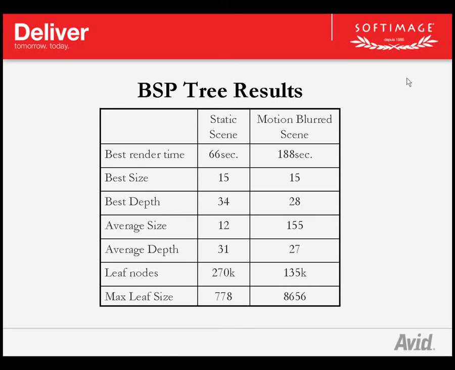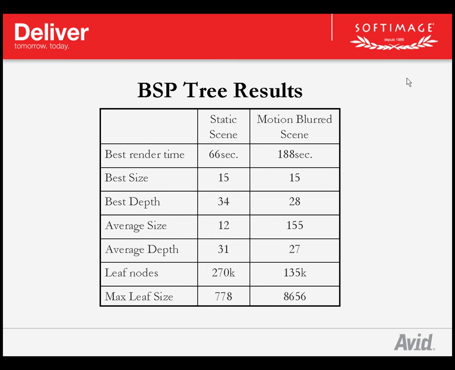To recap over the graphics I just showed you, here's a little table I've built to demonstrate the actual best render time, the best size and depth, and also various statistical information. For the static scene, the best render time was 66 seconds, whereas the motion blur scene took about 188 seconds to render. The best size for both was pretty much 15.